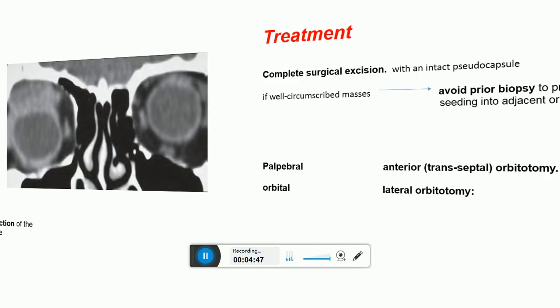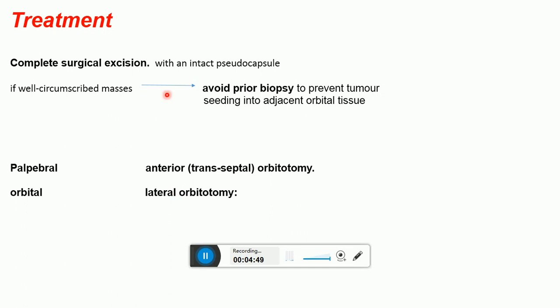Now the treatment. Treatment involves surgical excision. If the diagnosis is strongly suspected, it is wise to avoid prior biopsy to prevent tumor seeding to adjacent orbital tissues, although this may not always be possible in the context of diagnostic uncertainty.